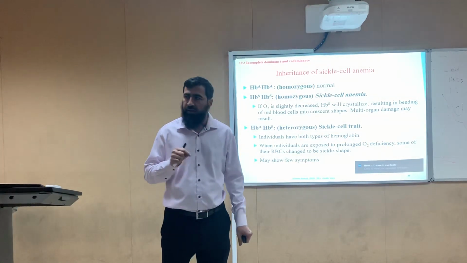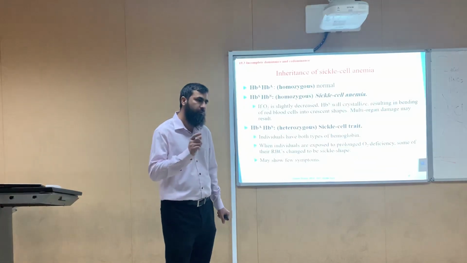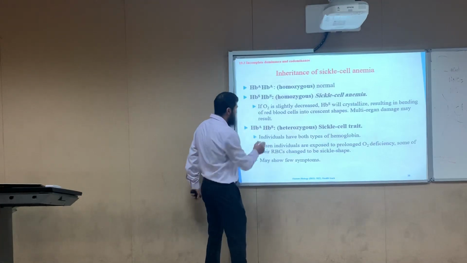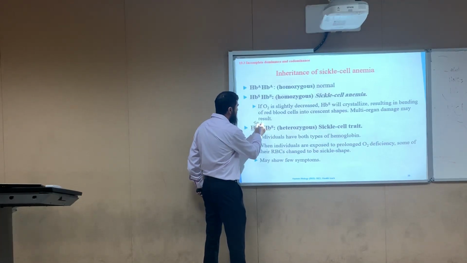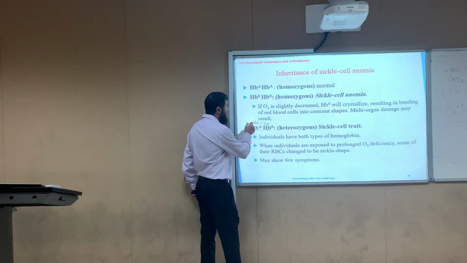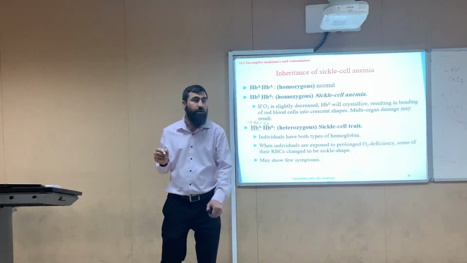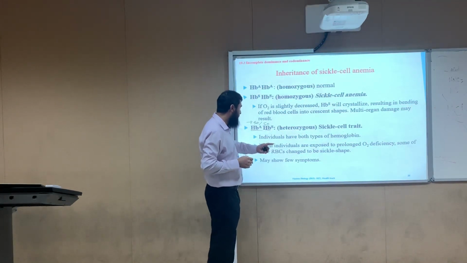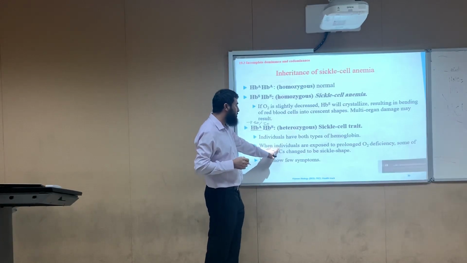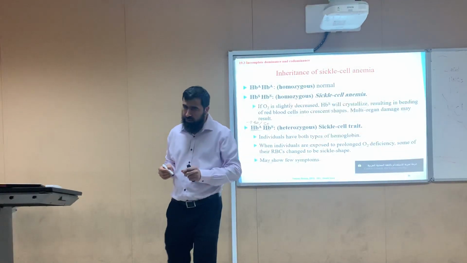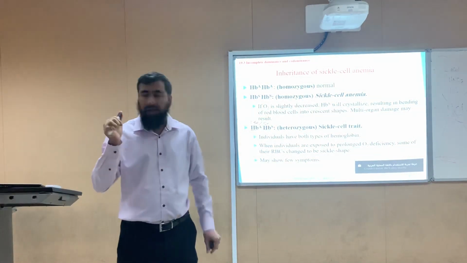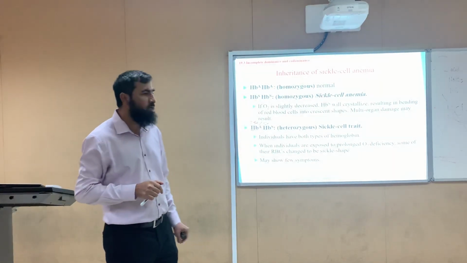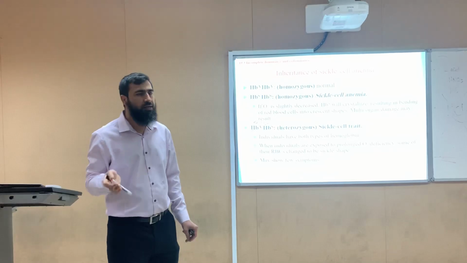But in terms of the amount of hemoglobin, we find both HbA and HbS in a 50-50 ratio. So that's codominance. But in terms of the shape, we see complete dominance in normal oxygen. But when exposed to low oxygen, some cells become sickle, and we see incomplete dominance.